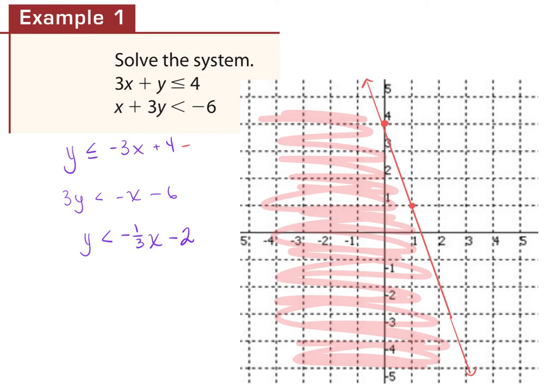Then I'm going to shade the next one, or graph the next one rather. This one right here is y is less than negative 1/3 x minus 2. So I'm going to start at negative 2.